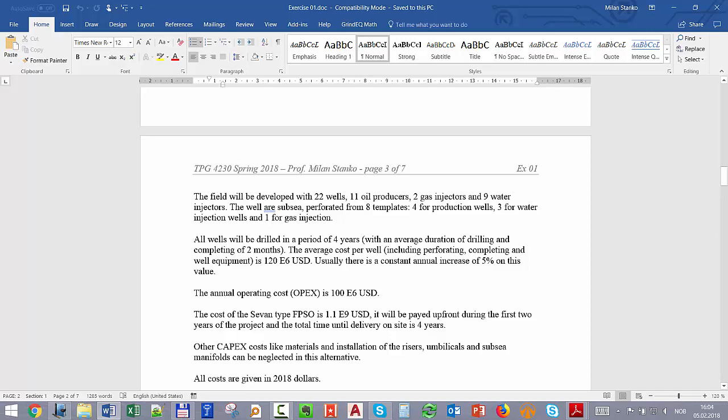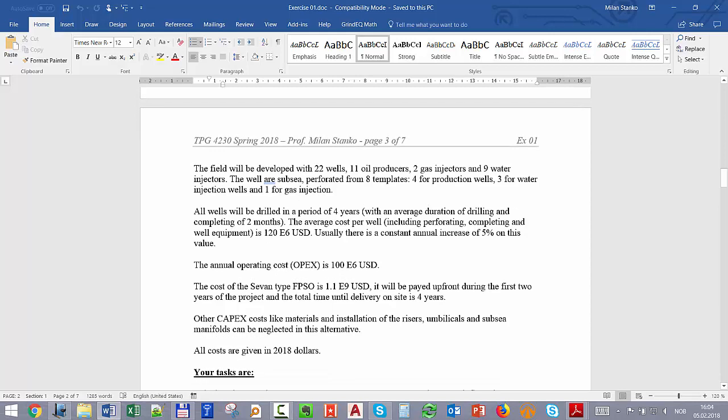Okay, you have to drill these 22 wells in 4 years, so you have to split them. It doesn't give you a round number, but you can say 6, 6, and then the rest 5, 5 and 5. The wells drilled in year 1 will cost 120, wells drilled in year 2 will cost 5% more. Okay.